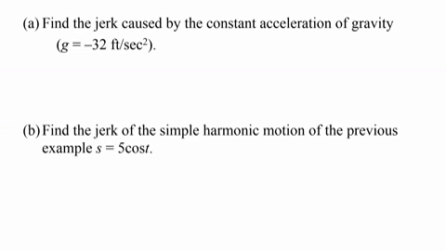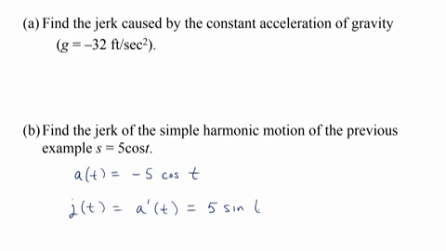Well, in that example, we found that acceleration, a of t, was equal to negative 5 cosine t. So now we know that jerk is the derivative of acceleration. So jerk, j of t, which is equal to a prime of t, or the derivative of a, would be negative 5 times the derivative of cosine, which is negative sine, so negative negative make positive 5 sine t. So the jerk function, j of t, would equal 5 sine t.